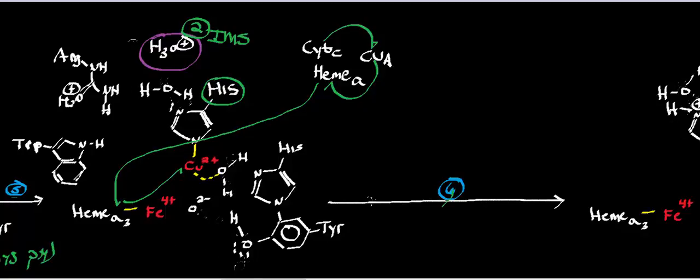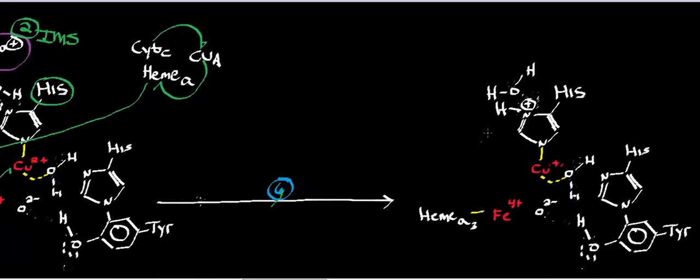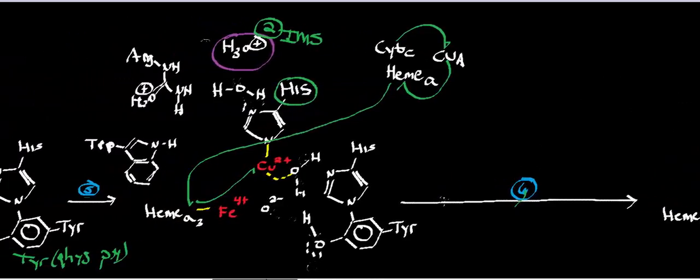And so what we're going to get at the end of this mechanistic step is copper B. Notice how copper B is now in the +1 oxidation state. It was in the +2 oxidation state, but since the electron came in from cytochrome C, it's now in the +1 oxidation state. And something else is going to happen that's interesting.